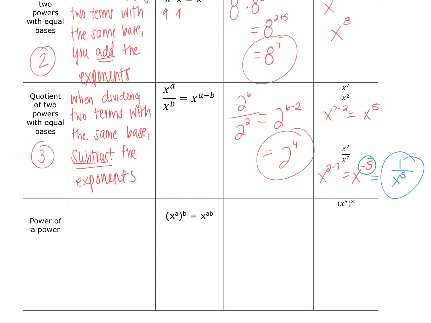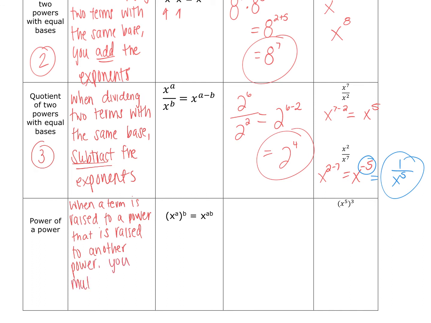Now, with the power of a power, this definition is: when a term is raised to a power that is raised to another power, you multiply the exponents. So when you see 2 exponents, you know that you can multiply them immediately.